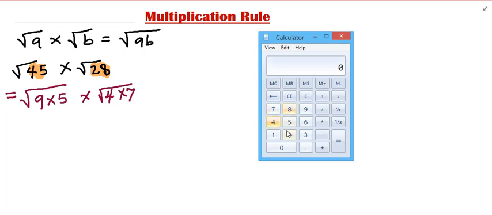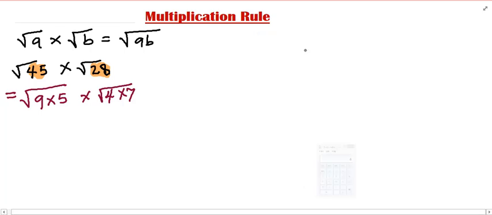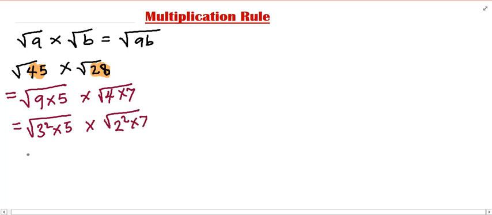Okay, so 28 divided by 6, let me check. That's not going to work. But let's check 28 divided by 7. 28 divided by 7, yeah, 4. Okay, so 4 times 7, right? So from here, let's simplify this. This is 3 raised to power 2 multiplied by 5. Now I'm using the other approach. Any approach you prefer, work with that. 2 raised to power 2 multiplied by 7, and then bring the 3 out, then surd 5 remains there, times 2 surd 7.